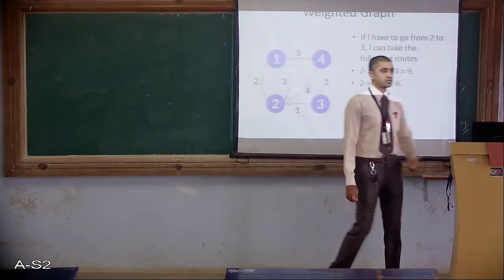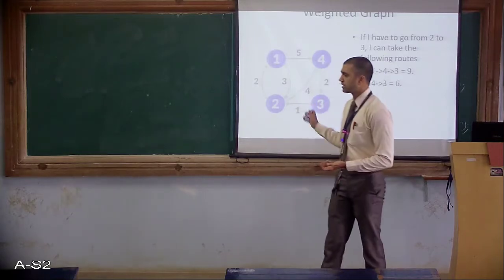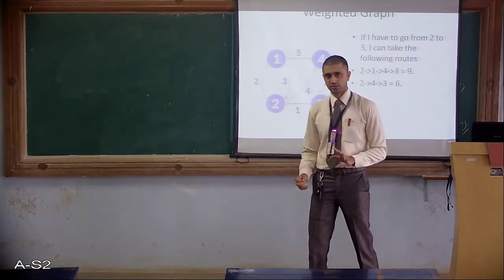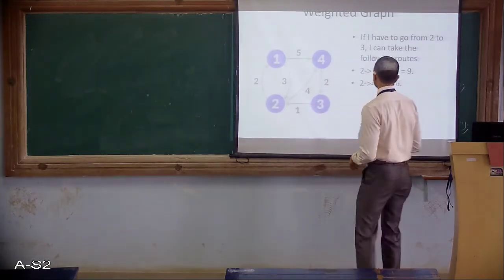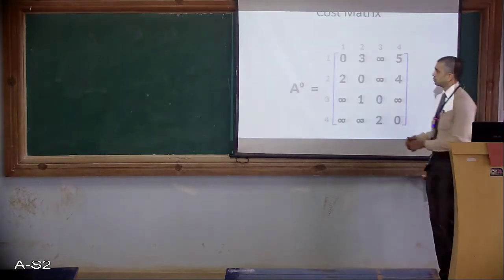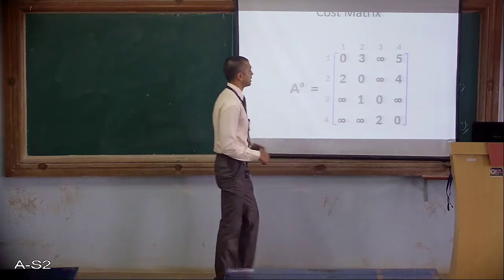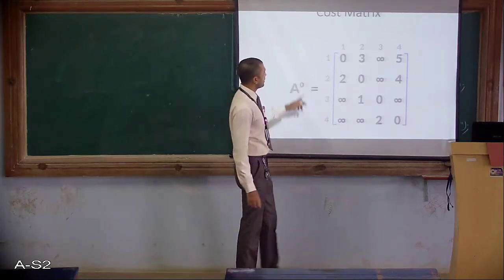As in Warshall's algorithm we had an adjacency matrix, in Floyd's algorithm we're going to have a cost matrix. So let's see how that cost matrix looks. With respect to the graph which was shown in the previous slide, this is the cost matrix.